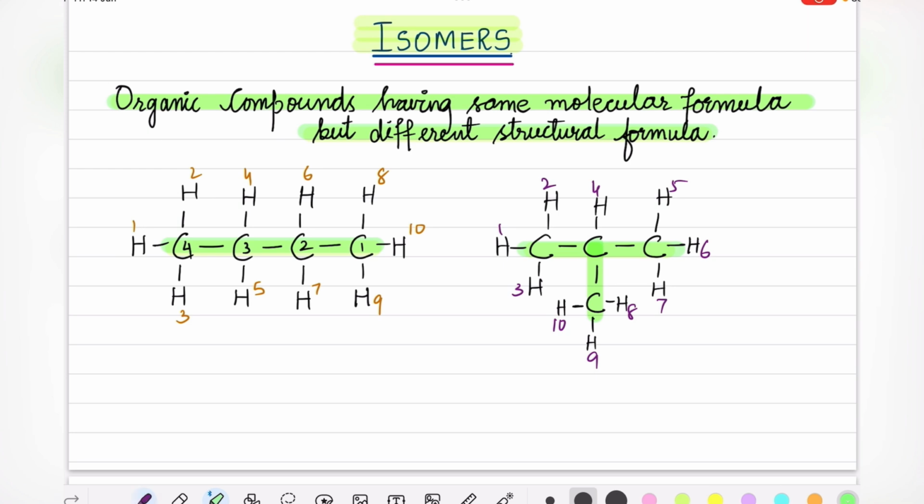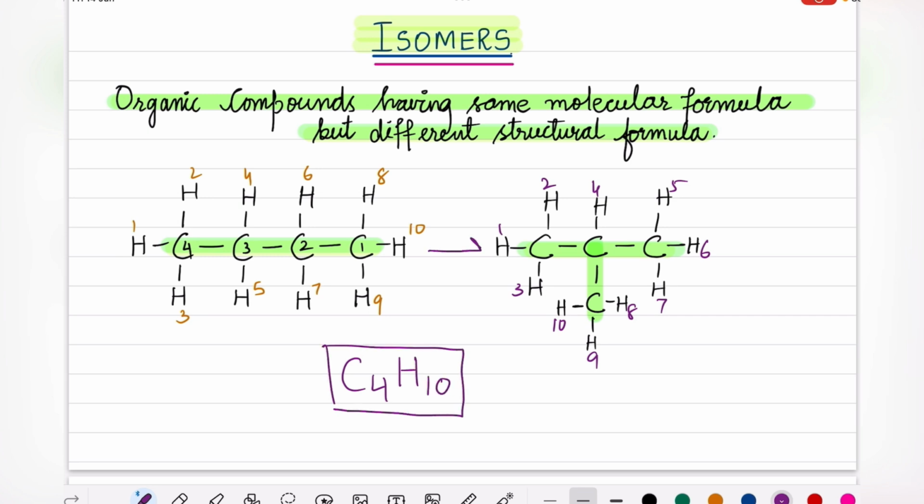But when we look for the carbon and hydrogen atoms in both the structures, both have same molecular formula, that is C4H10. So, these two structures refer to the isomers of each other as they have same molecular formula but different structural formula due to the different arrangement of carbon atoms in them.